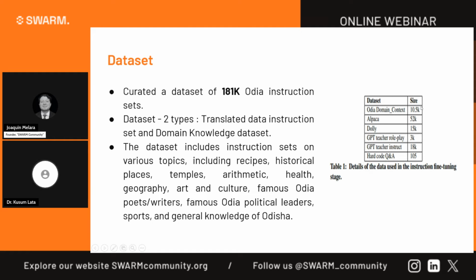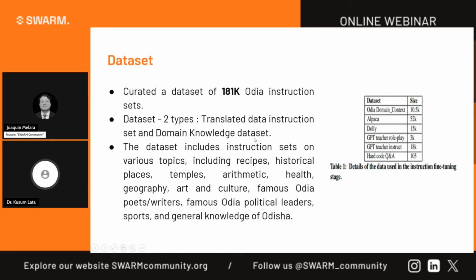As you see in the table, these are the statistics of the dataset. For the Odia domain context we have taken 10.5K, plus the Alpaca dataset, Dolly, GPT teacher role play, GPT teacher instruction, and hard-coded question answering. For the Odia domain context, we took the data from sources and available benchmark datasets which are for English. We have translated that data. That's why we said the dataset has two types: one is a translated instruction set and the other is a domain knowledge dataset.